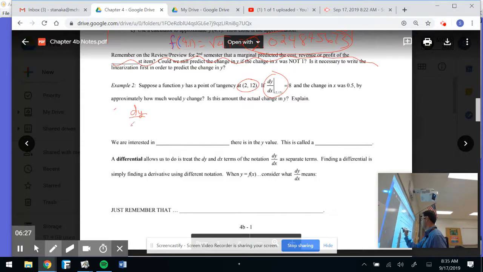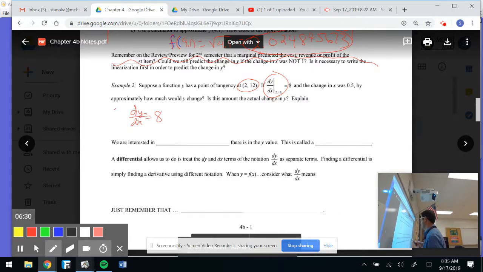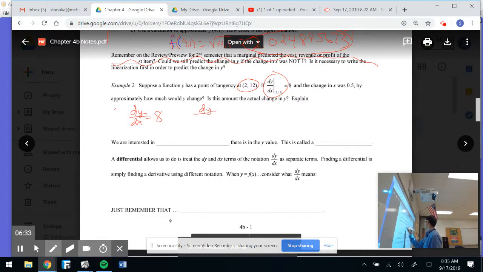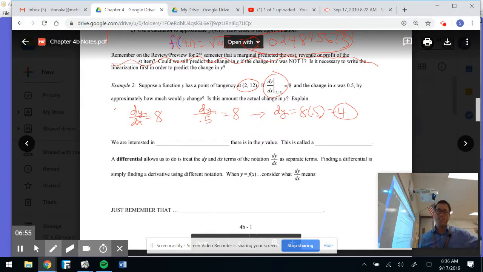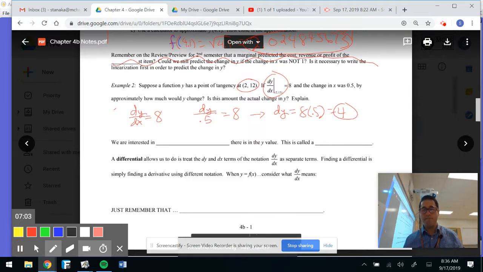They're telling me that dy/dx is equal to 8. And then they say the change in x was 0.5. And they're asking me, if the change in x is 0.5, what is the change in y? And so what I do for that is multiply by 0.5, and I get 8 times 0.5, which would be 4. So when we change the x by 0.5, the y jumps up quite a bit. It changes by 4.